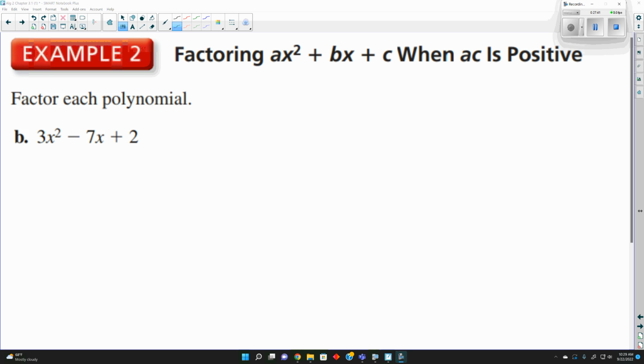So, looking at this here, when we look at 3x squared, 7x, and 2, there's not a number or variable that will go into all three, correct? Well, no. So, we move on to step number 2. Our 2 parentheses with 3 spaces.